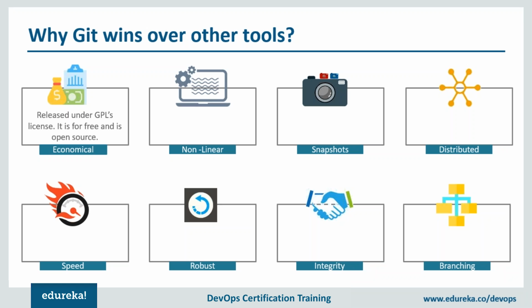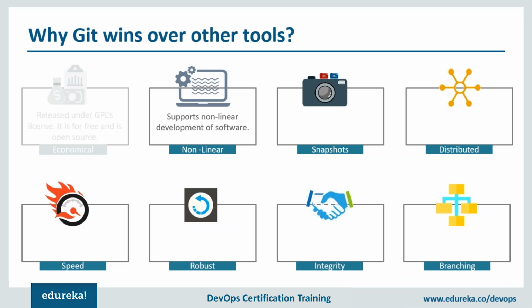Next, Git is non-linear. When you talk about non-linear, Git supports non-linear development of software. When you're working with Git, it records the current state of your project by creating a tree graph from the index. And as you know, a tree is a non-linear data structure, it is actually in the form of a directed acyclic graph, which is popularly known as DAG.